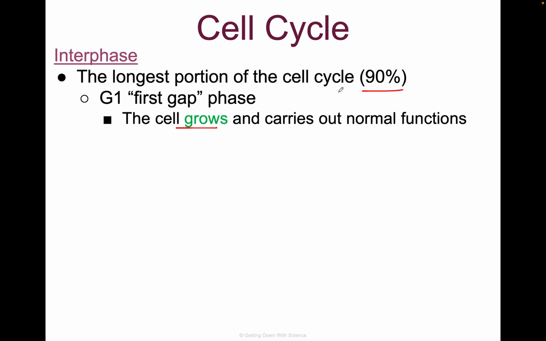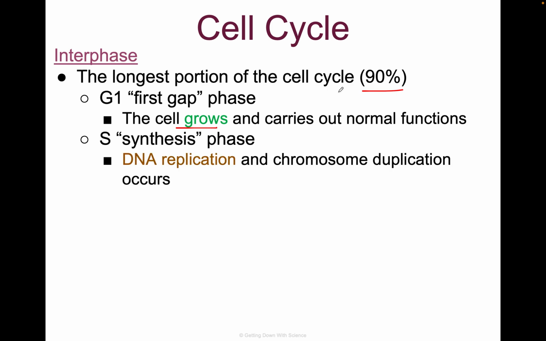So in the first gap phase here, the cell is doubling the cytoplasm. It's making more lysosomes. It's doubling the amount of mitochondria, right? It's preparing to split. S phase is the synthesis phase. This is when DNA actually replicates.